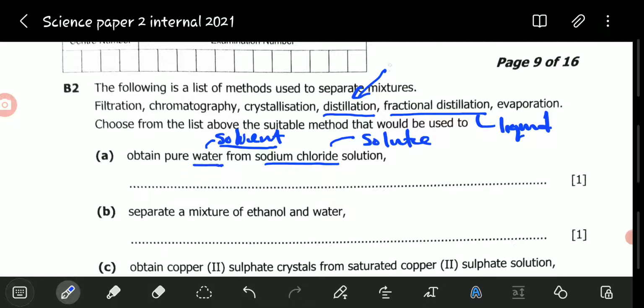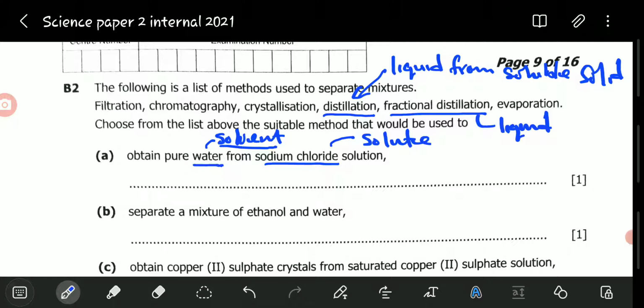is used to separate a liquid from a soluble solid.